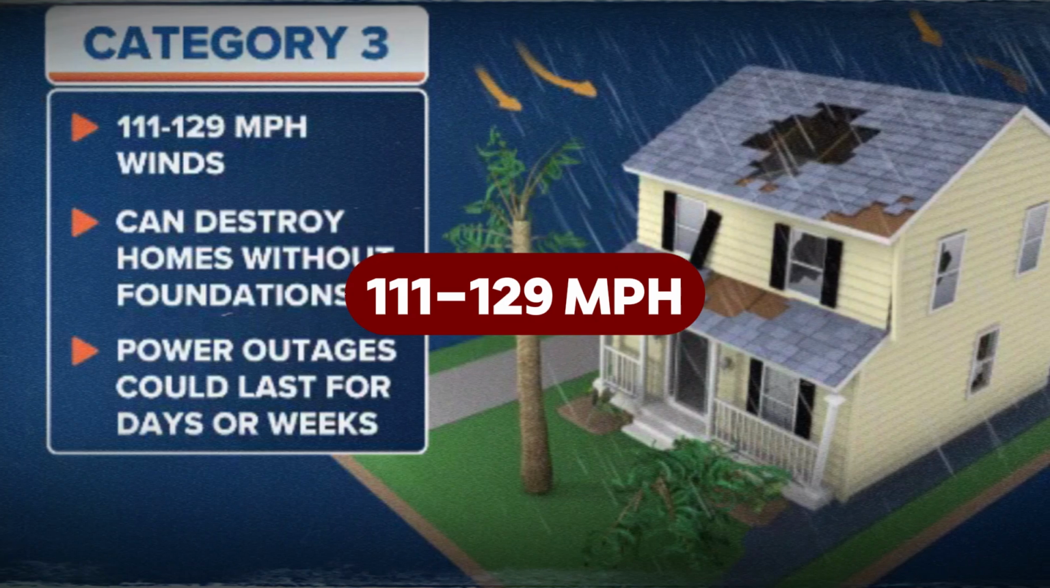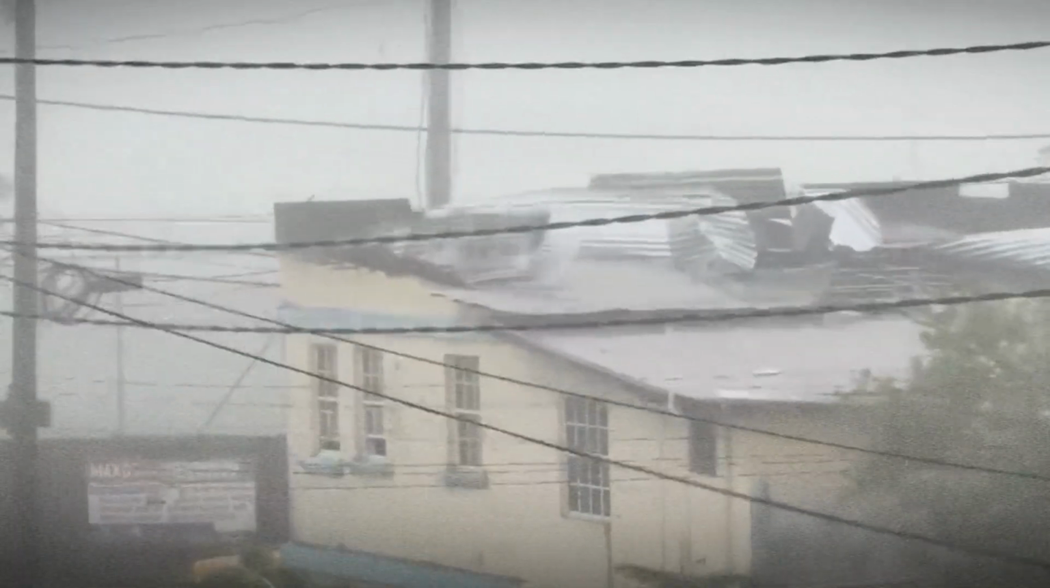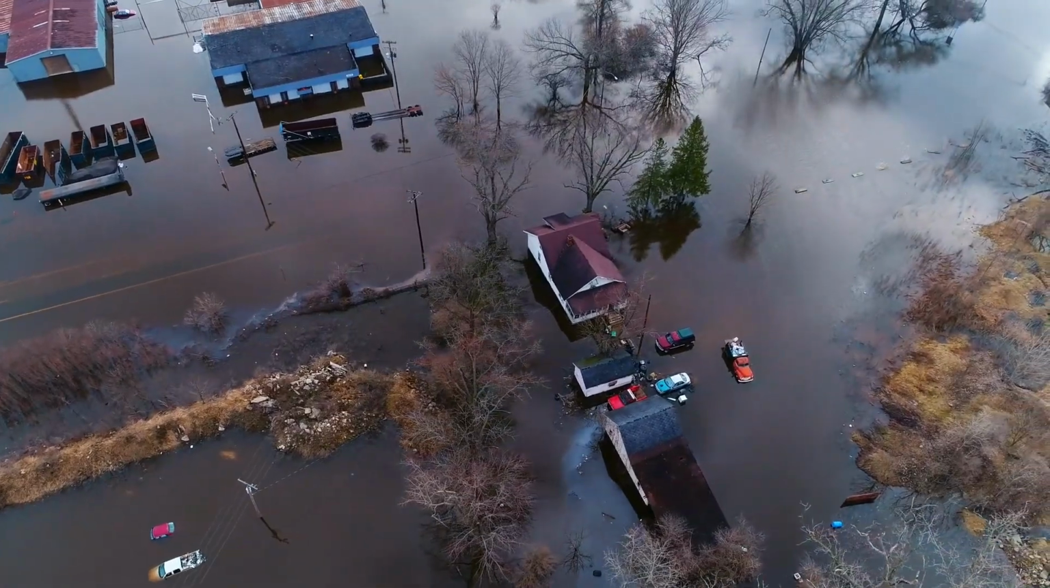Category 3, with winds of 111 to 129 mph. Category 3 hurricanes bring severe destruction. Buildings can lose their roofs, and coastal areas face extreme flooding. This is when large-scale evacuations become necessary.